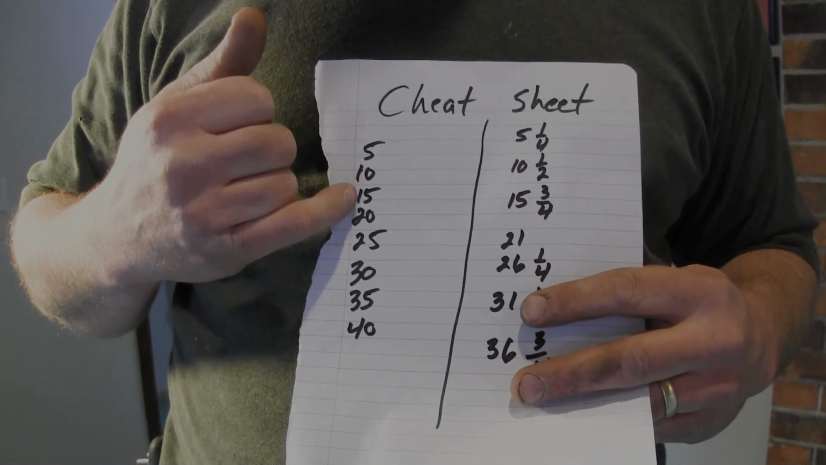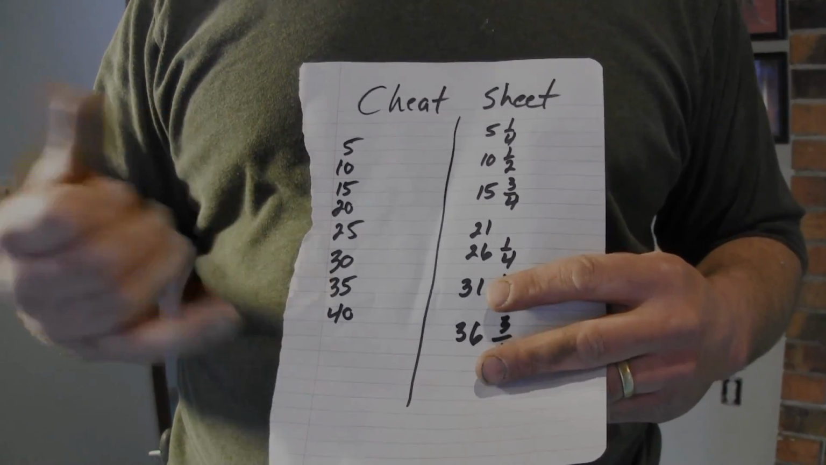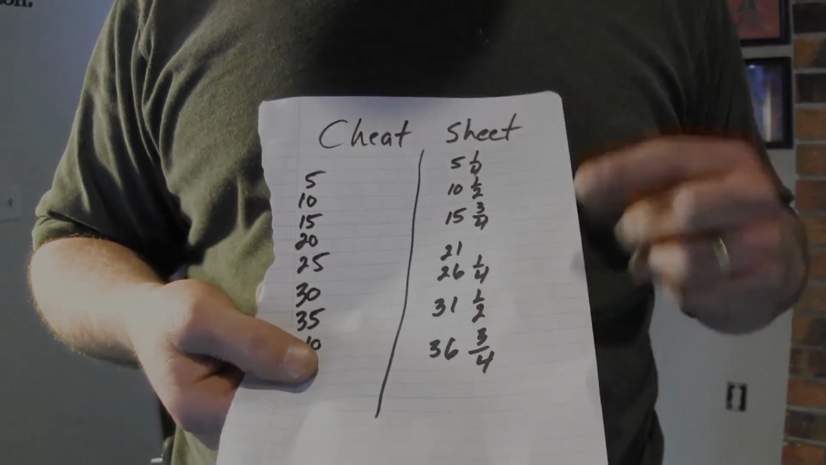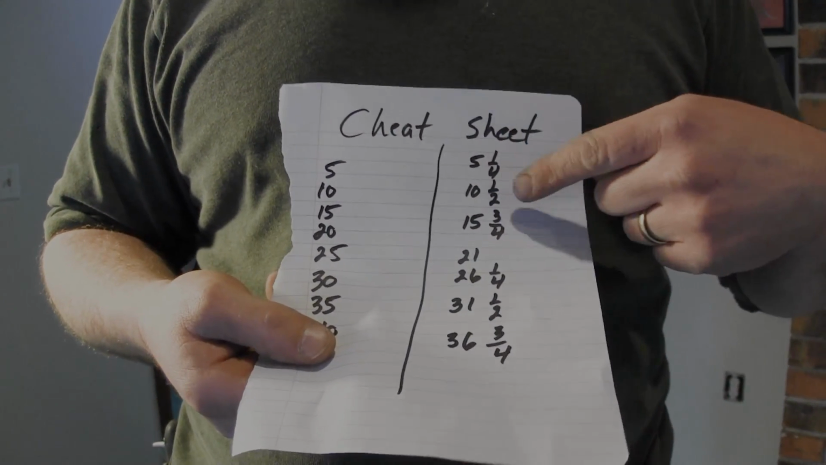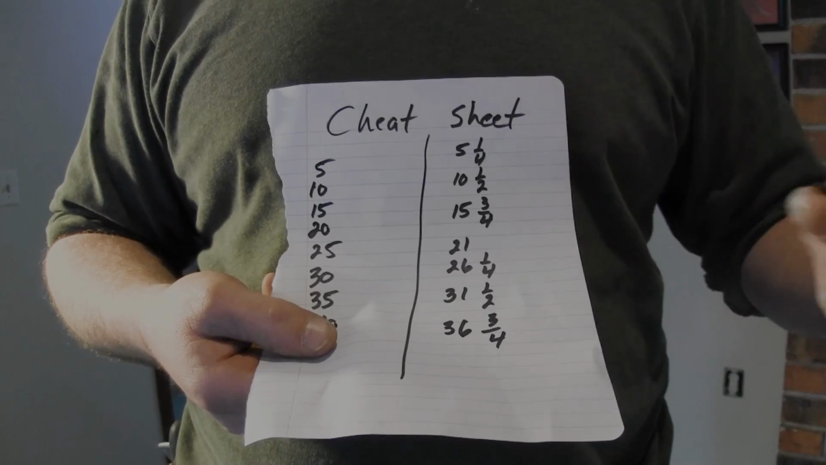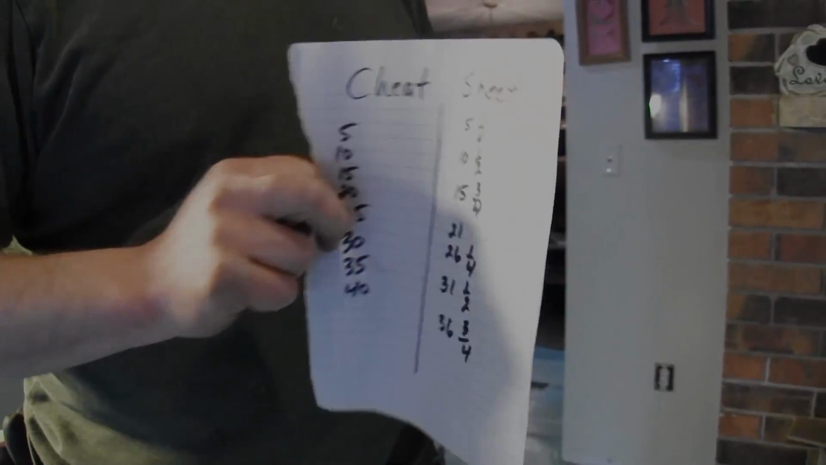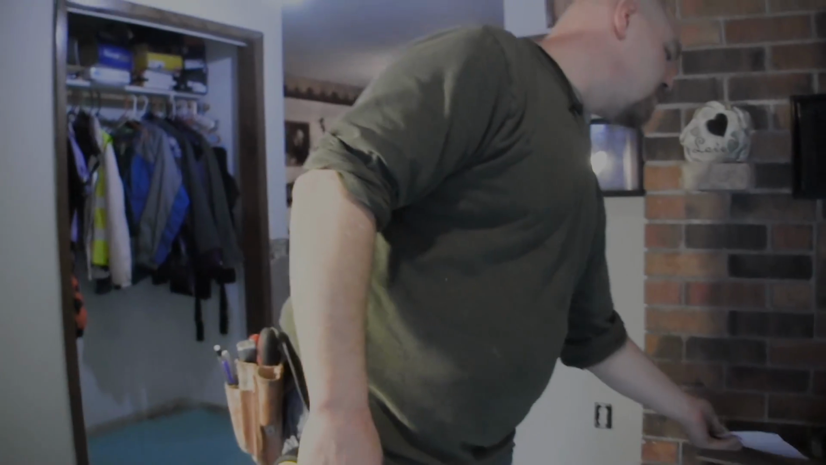So I went 5, 10, 15, 20, 25, 30, 35, 40. This is just an example, and it's a nice even number. Or if you had a 5 1/4 plank: 5 1/4, 10 1/2, 15 3/4, and so on. So you get the idea of what I'm talking about, and that's the process you're going to want to go through first. It's going to take some addition.